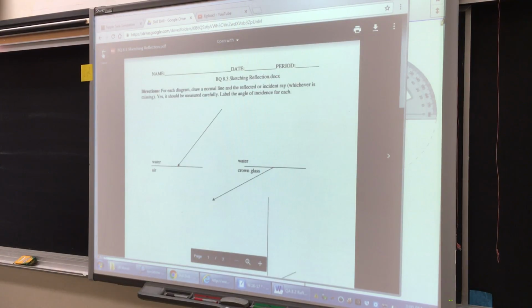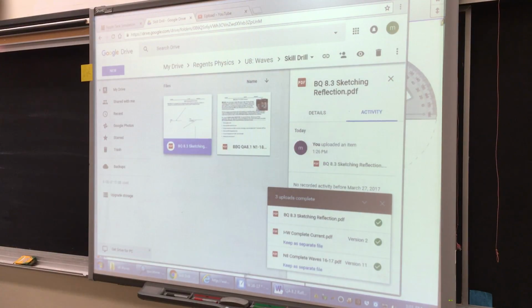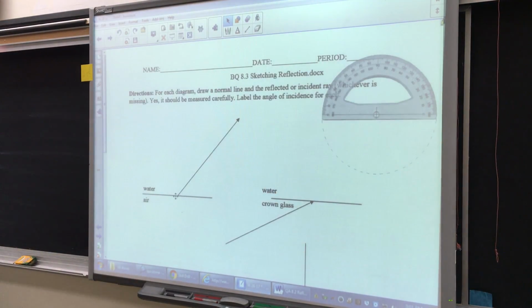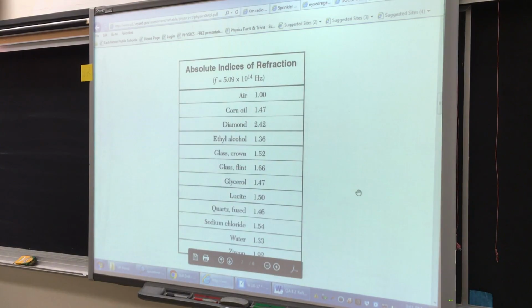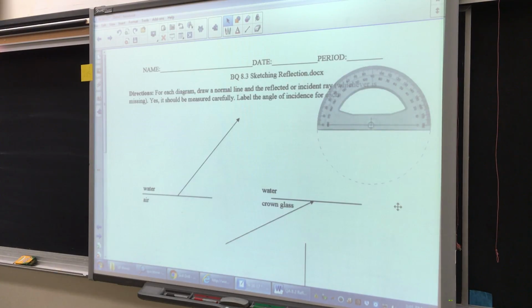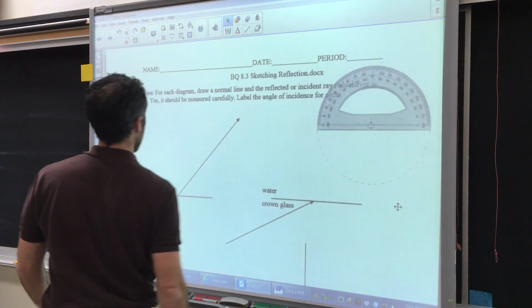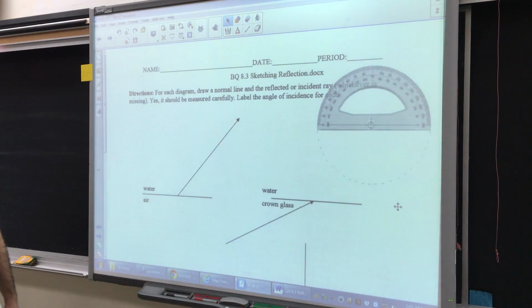There it is. So the first one we're going to do will actually be the one that has water and air, and the ray is often up and to the right. The other thing, you will need a protractor, and you will need your reference table, maybe some indices of refraction here. Page 2. Okay, let's go. First one. The assignment is to draw reflections, so let's start with that.